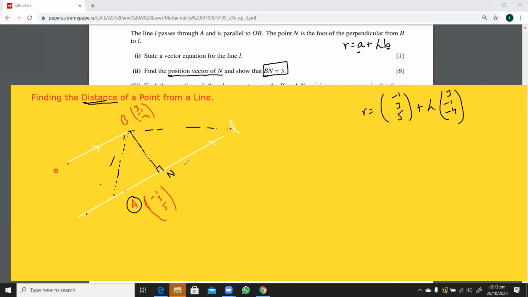In any case, you will have to suppose that this point N over here is -1 plus 3 lambda, 3 minus lambda, and 5 minus 4 lambda. Do you have any idea how I wrote this point N over here? So you converted the r into its parametric equation.